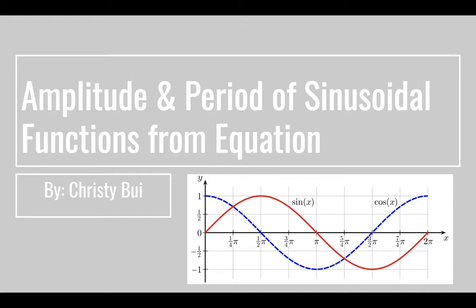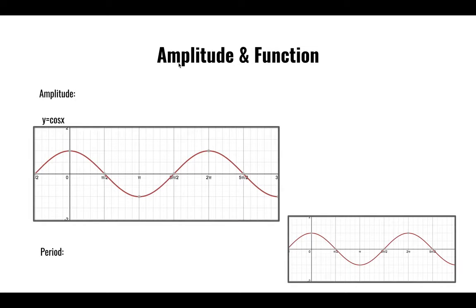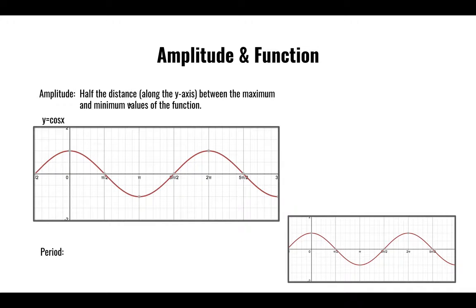So first off, you need to understand what an amplitude is. According to this definition, the amplitude of a periodic graph is half the distance along the y-axis between the maximum and minimum values of the function. As shown here, these red bars represent the amplitude of this function, showing how far the function rises above or below the midline. With this formula, it will help us identify the amplitude and period of this function.